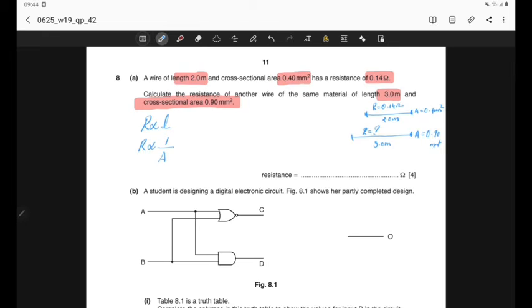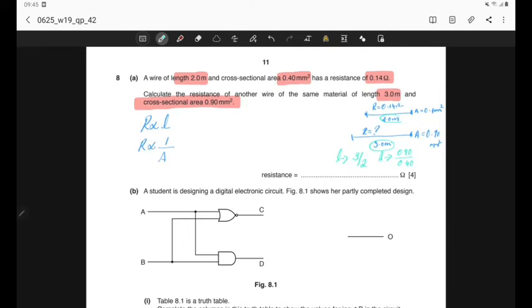Now we can check the new length, from 2 to 3, how much has changed. So we just need to find the ratio. So the ratio in the change in length is 3/2, that is the new length over the old length. Likewise, change in cross section is 0.90/0.40. So comparing to the old length, the new length is 3/2 times greater. Likewise, the area of cross section also changed to this ratio.